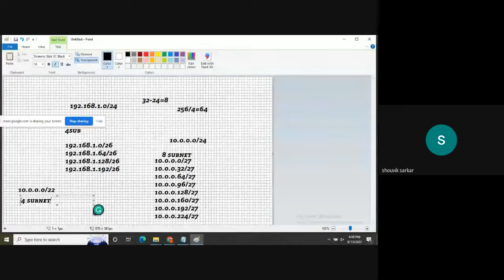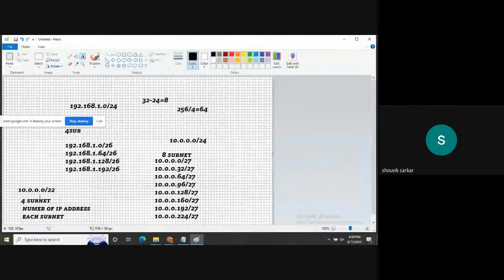10.0.0.0/22 divided into 4 subnets. What is the IP address? What is the number of subnets? If I divide it by 4, what is the number of IP addresses in each subnet? Can you tell me the answer? If 10.0.0.0/22 is there, and I want to divide into 4 subnets, how many IP addresses are there in each subnet?